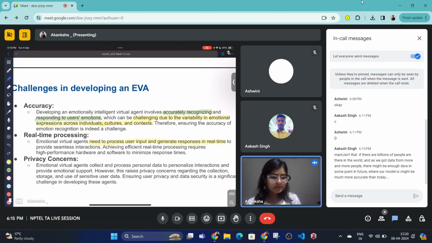Let me read. Akash is writing something. Ma'am, if there are billions of people in the world and we got data from more and more people, there might be enough data at some point in future where our model might be more accurate. Definitely, Akash, definitely. This is actually the deep learning models, which is the most commonly used approach, right?